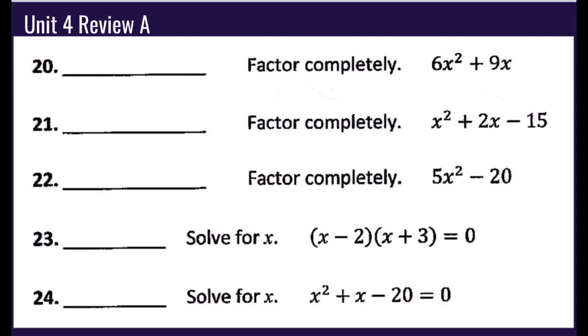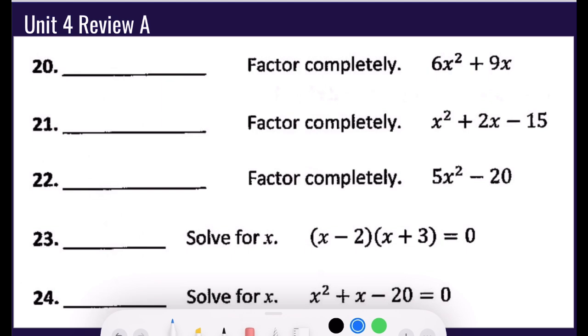For 20, 21, and 22, when they're talking about factoring completely, they want you to break it down to its individual components. So break it down as much as you possibly can. And one way to do that is to see, are there any factors that both terms have in common? So if we look at this 6x squared plus 9x, I could break that down into 3 times 2 times x plus 3 times 3 times x.